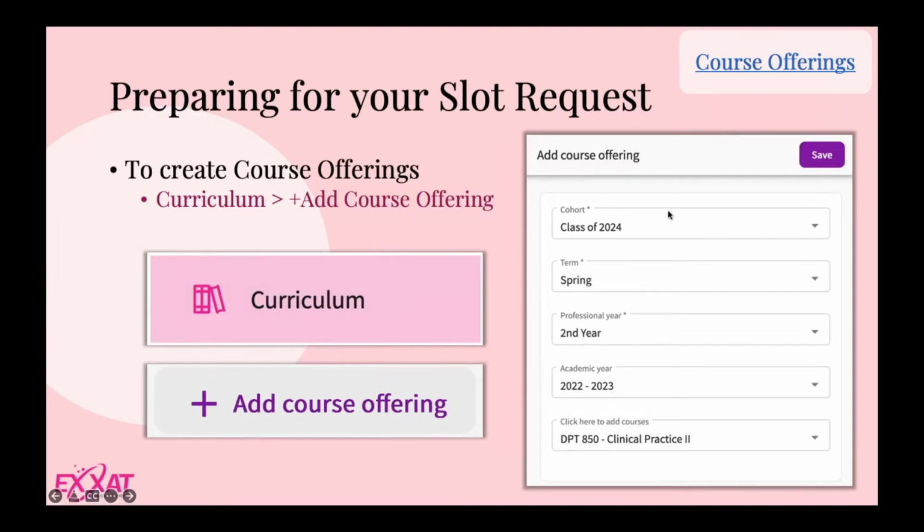It's going to open up a nice little drawer here where you can select the cohort, select the term it occurs during, which professional year it happens during for that particular group of students, the academic year, and then you'll see the course here. Now, if the course is not here, that means it's not added to the course catalog, or it was added to the course catalog and not marked as a clinical experience, which, again, we can go over that. If you have that difficulty, let us know.